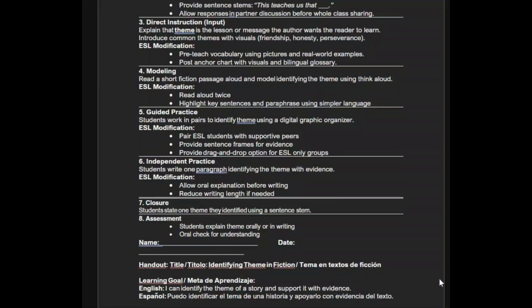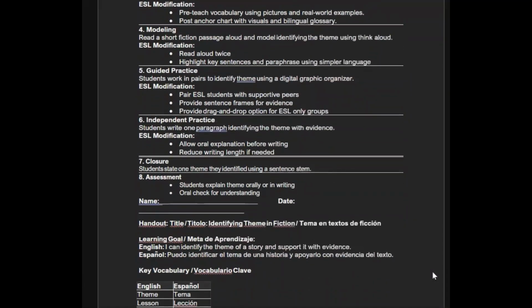For them, if they're only working in ESL groups, their independent practice is going to be to write one paragraph to identify the theme with evidence. ESL students, we're going to allow them to give an oral explanation before writing it and to reduce the writing length if necessary. And at the end, for the closure, we're going to have the students state one theme that they identify using a sentence stem.